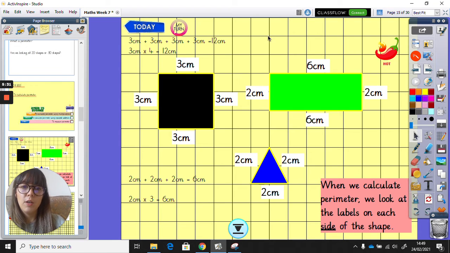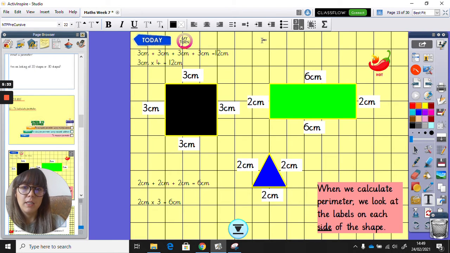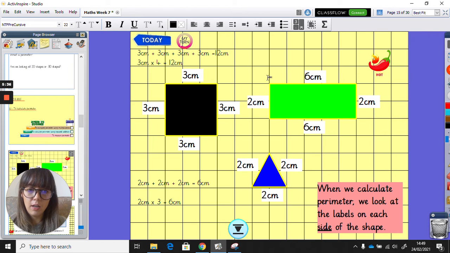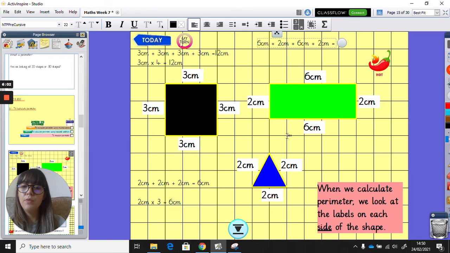Now, to work out our question, we need to do our repeated addition. Let's start at this corner here and measure that, and we're going to add that side first. So we're going to do 6 centimetres, add 2 centimetres. So we're here now. Now we need to do another 6 centimetres, add another 2 centimetres, add 6 centimetres, add 2 centimetres, equals.